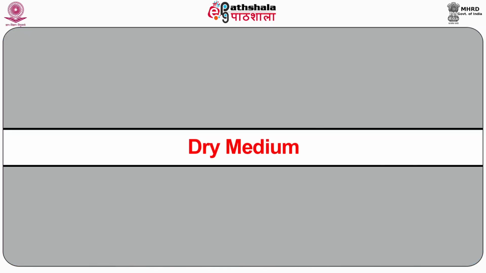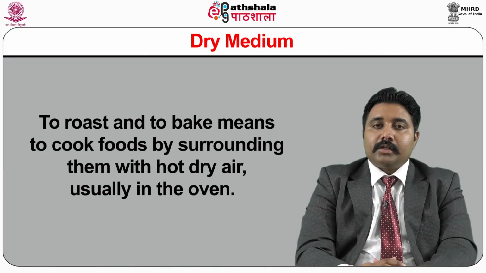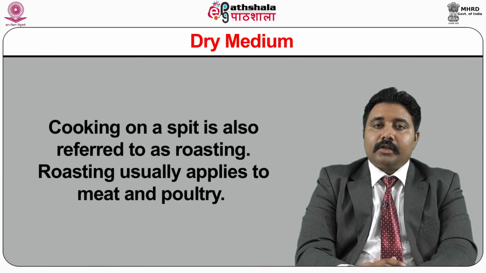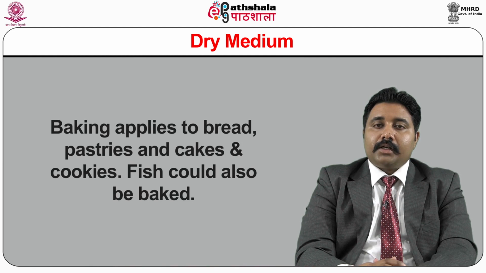Dry medium. To roast and to bake means to cook foods by surrounding them with hot dry air, usually in the oven. Cooking on a spit is also referred to as roasting. Roasting usually applies to meat and poultry. Baking applies to bread, pastries, cakes and cookies.